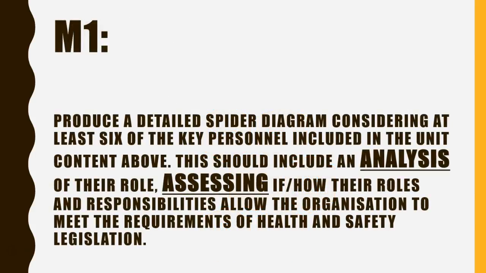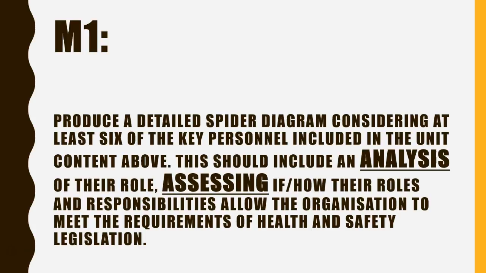So M1, you just produce a detailed spider diagram consisting of at least 6 key personnel in the unit content. This should include an analysis of their role, assessing how their roles and responsibilities allow the organisation to meet the requirements of health and safety legislation. So basically you've got the health and safety legislation which was given to you, and you need to analyse their roles and assess if their roles and responsibilities allow them to meet the organisation's requirements of health and safety.